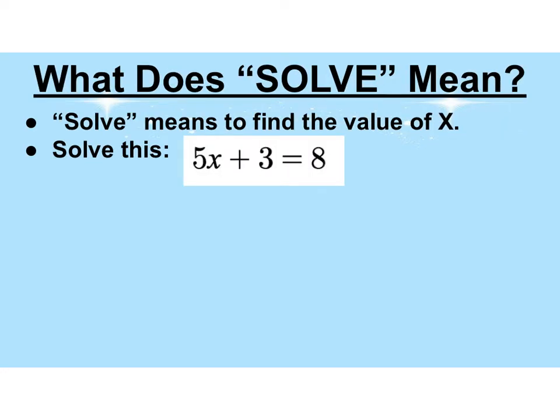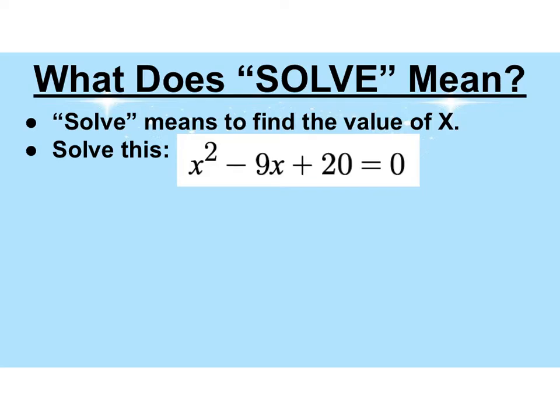And what does it mean to solve? So we've been solving in algebra for a while, and take a minute and solve this one. So I'm going to undo the 3 by subtracting it, and then undo the 5 by dividing by 5, and I get x equals 1. So to solve, that means I'm finding the value of x.